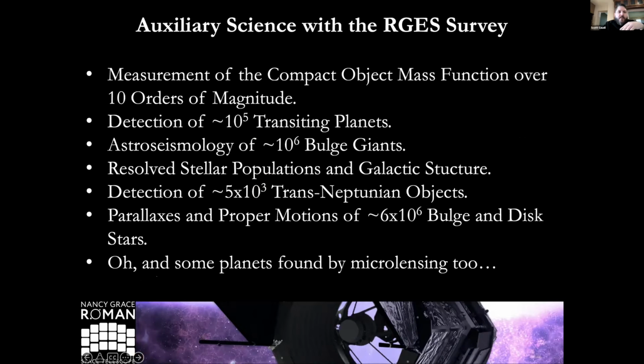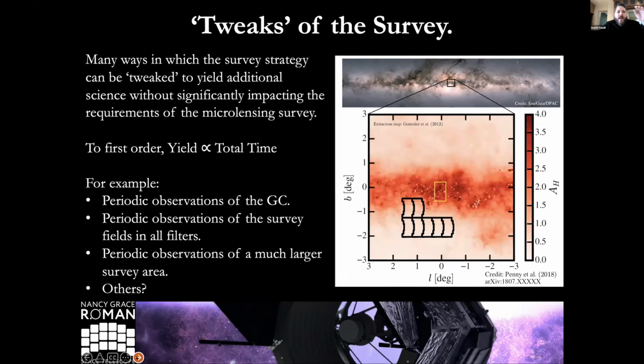So this is just a summary of some of the things we can do with the auxiliary science of the Roman time domain survey. And I would just briefly want to mention that, although the parameters of the survey are reasonably well constrained, given our desire to meet the science criteria, there is still some freedom. So we want to encourage the community to think about ways of tweaking the survey that can greatly increase the science without jeopardizing our ability to meet the science requirements.